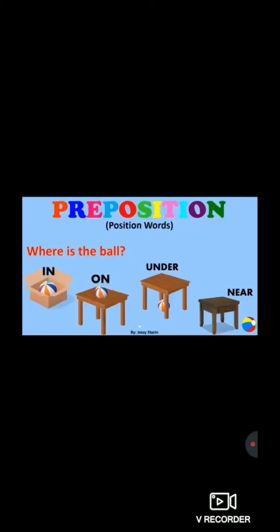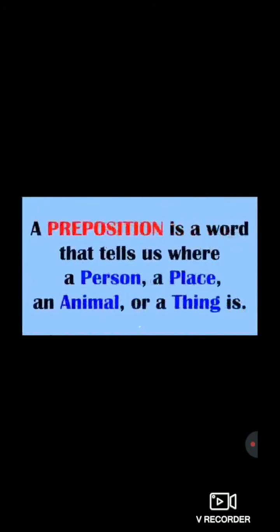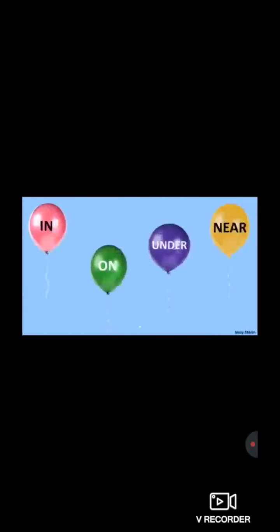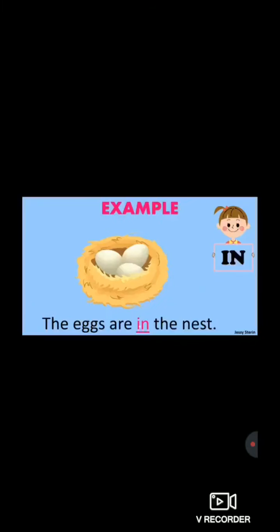So students, now a preposition is a word that tells us where a person, a place, an animal or a thing is, right? So here the words are in, on, under, near, as I had explained to you in the very first pic, right? So students, now these are the examples so that you can understand very well. So here the eggs are in the nest. So here the in is the preposition, means it's a position word, right?